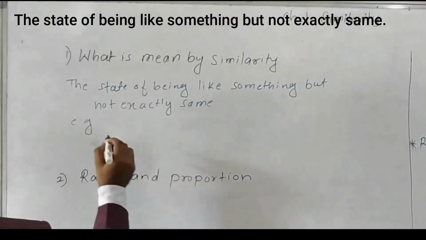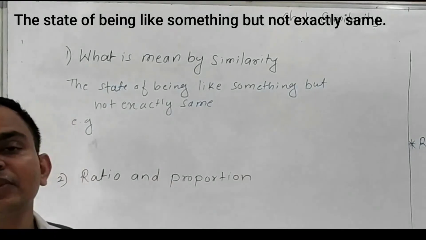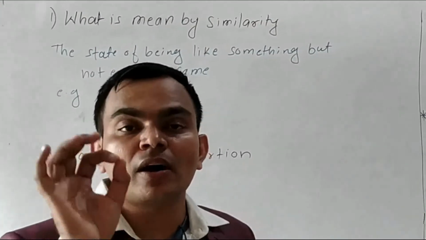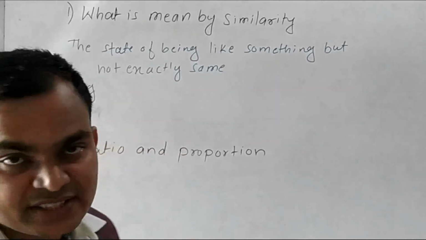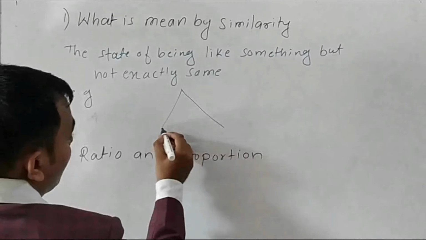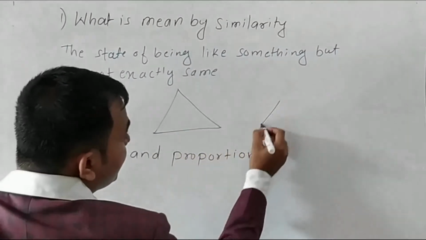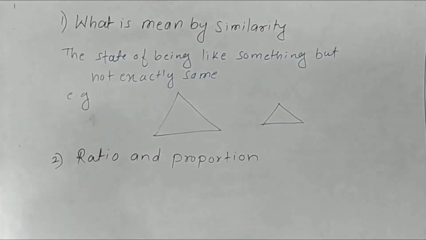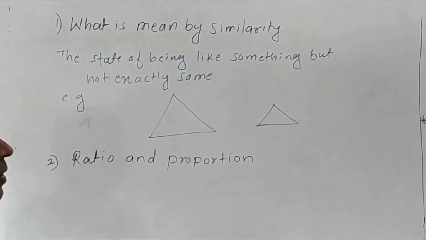Example: a photo of the Taj Mahal and the actual Taj Mahal are similar to each other but not exactly the same measurement-wise. Another example is two equilateral triangles. One is bigger and the other is smaller. So these two triangles are similar to each other. Okay.